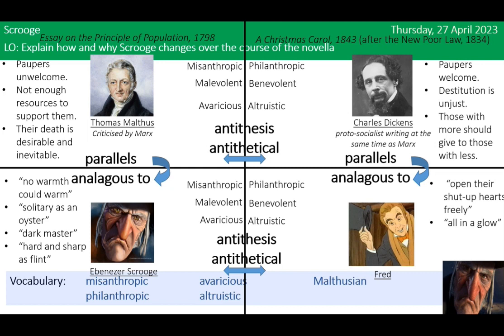Who represents Thomas Malthus in the novella then? Let's have a look. Scrooge represents Thomas Malthus. He's solitary as an oyster, he's dark master. He is misanthropic, malevolent. But Scrooge in the novella is the antithesis of Fred. Fred represents Dickens. Fred is all in a glow. He's benevolent. He's philanthropic. So you can use these words antithesis and also analogous to, or you could say Scrooge parallels Thomas Malthus.